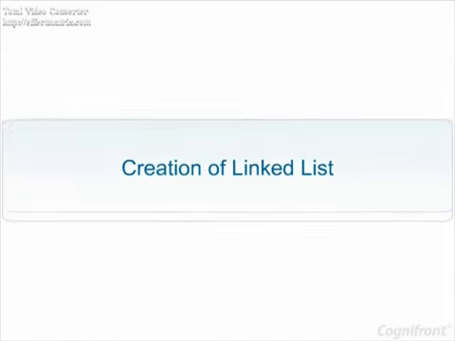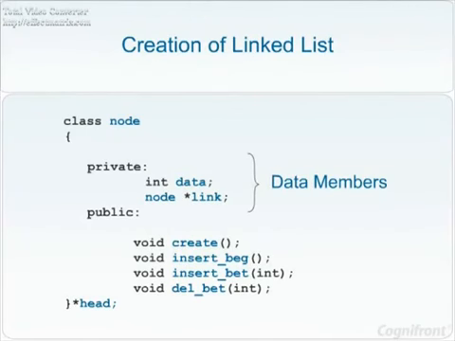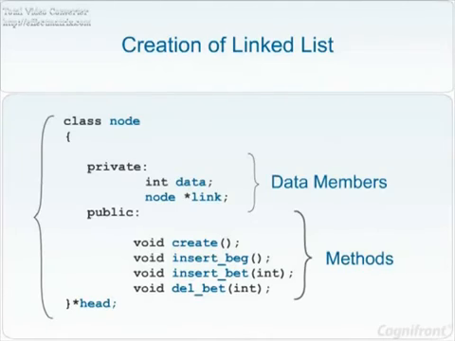Let us see how to create a linked list. First, we have to declare the members of the node and various methods to perform the operations on the linked list. Observe the declaration of the class node. Here, the node is created by the create function. The data member is set to value 5, and since this is the first node, the link member is set to null. Thus, the first node in the linked list is created.